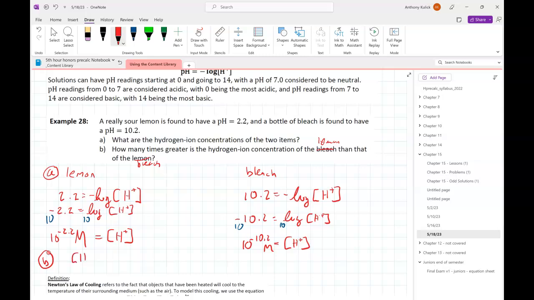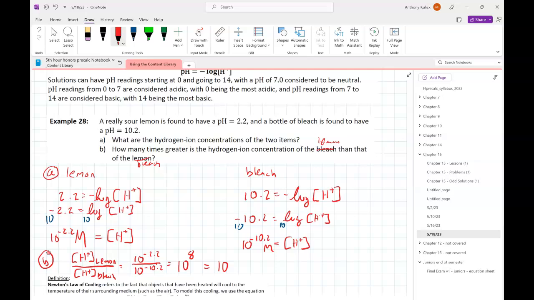So we want basically just looking at H plus for the lemon over H plus for the bleach. So that's 10 to the negative 2.2 divided by 10 to the negative 10.2. Again, no calculator necessary here. What is this going to be? Just 10 to the 8th, right?